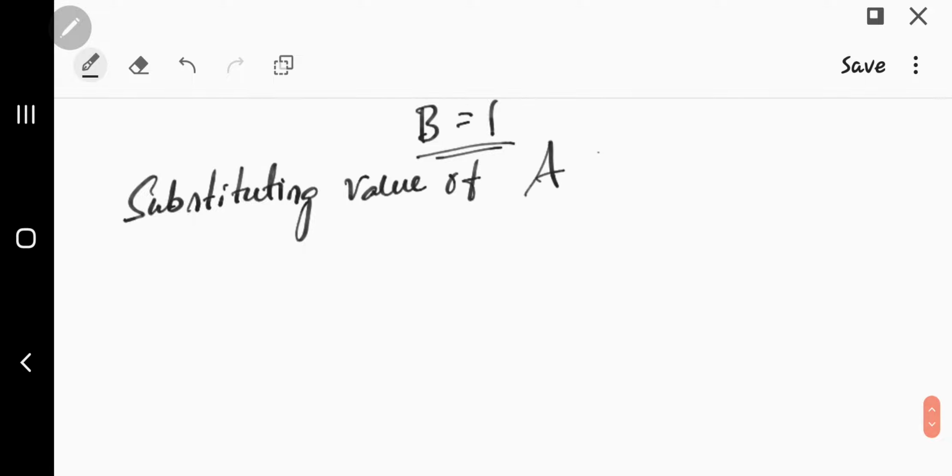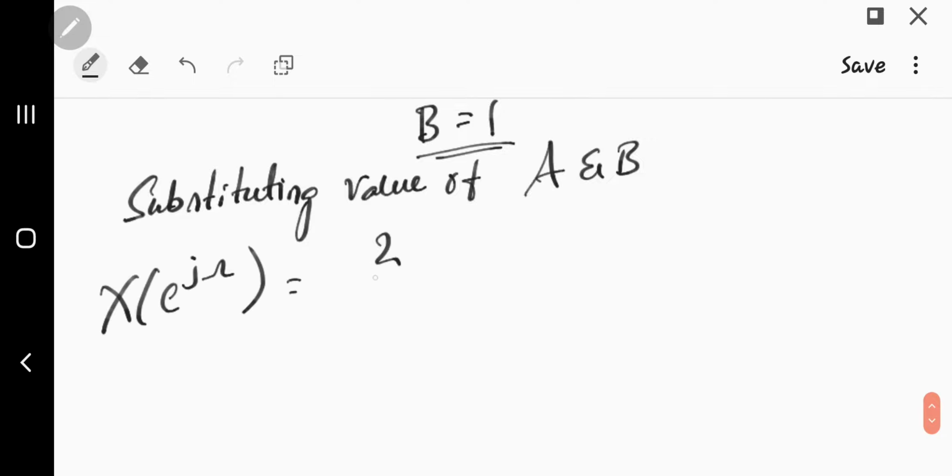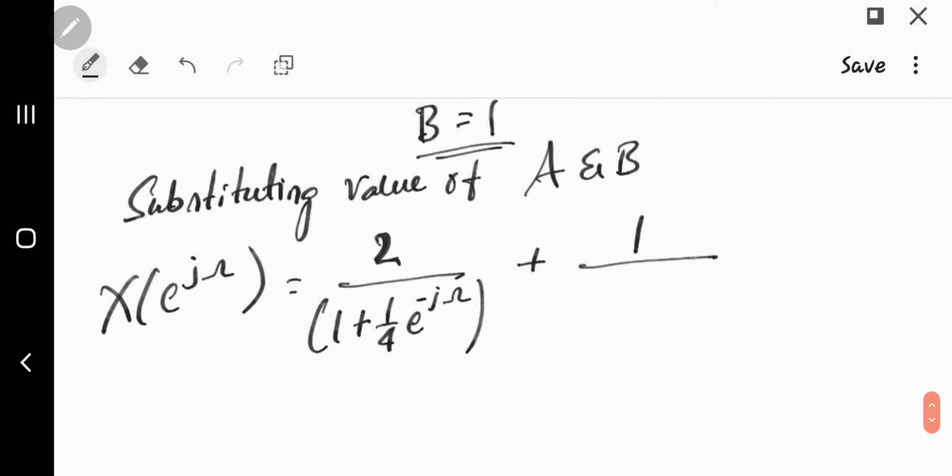Now if you substitute the values of A and B, X of e^jω is equal to 2 divided by 1 plus 1/4 e^(-jω) plus 1 divided by 1 minus 1/4 e^(-jω).